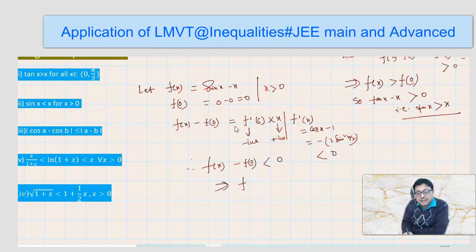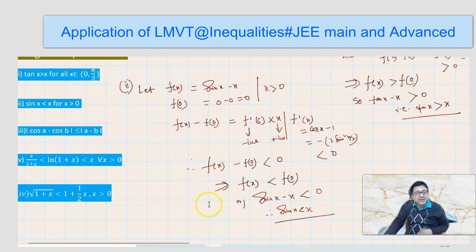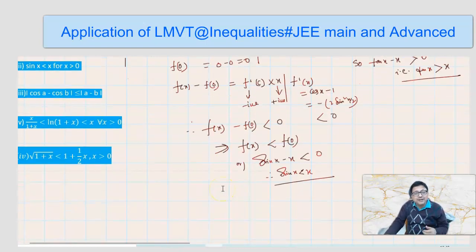This implies f(x) less than f(0), or sin x minus x less than 0. Therefore, sin x is less than x. So the second one is also done just by using Lagrange's mean value theorem, in a very simple and convenient manner.